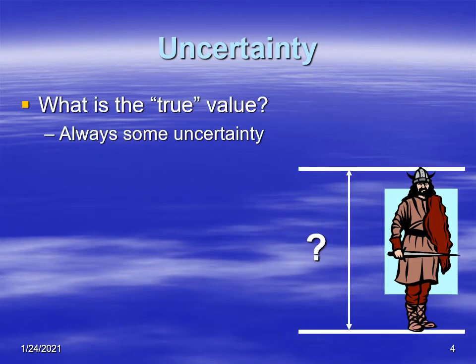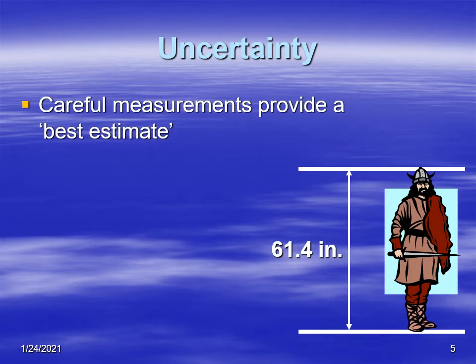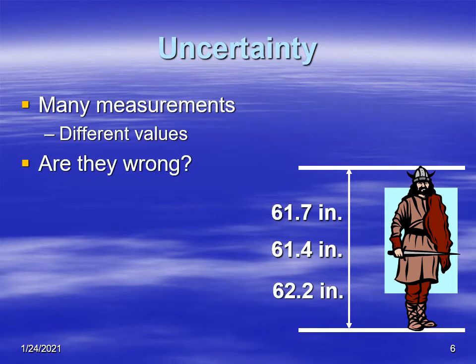So whenever we make a measurement, we aren't really measuring the true value. We're measuring something close to the true value, and we have some uncertainty. So what we do is we try and provide our best estimate of our measurement, what we think is close to the true value. And then if several people make several different measurements, well, are they wrong? They're in the ballpark. They're pretty close.